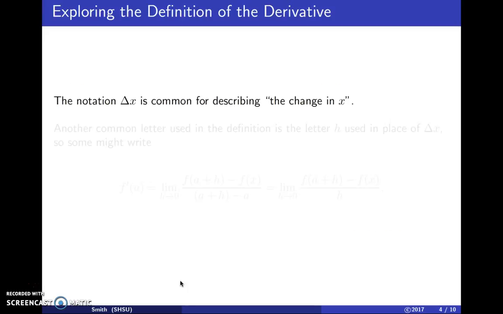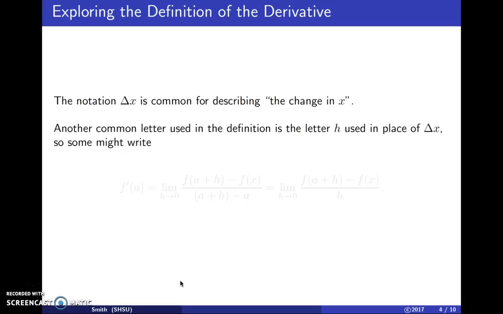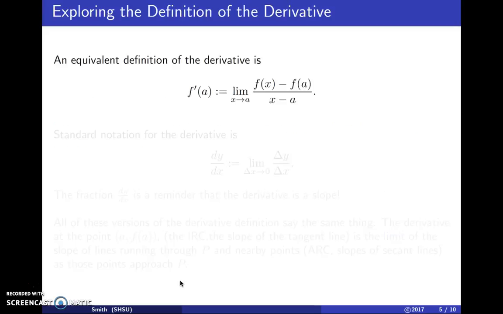The notation delta x is common for describing the change in x. Another common letter to use in this definition is h. So in some textbooks, you'll replace delta x by h, and so the limit looks like this. The derivative is the limit of rise over run, where the denominator is h. This is the limit as h goes to 0. An equivalent definition given in the OpenStax textbook is that f prime of a is the limit of f of x minus f of a in the numerator, that's the rise, divided by x minus a, the run, as the x value goes to a.